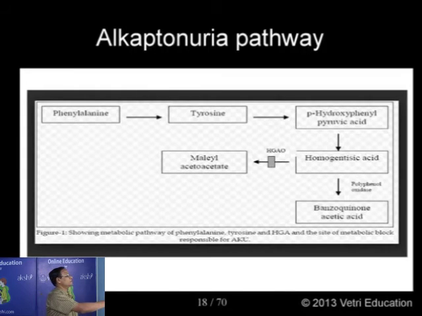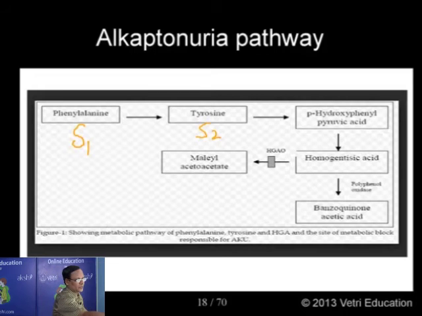Now this is an amino acid. I am taking this as S1, and it is converted to S2 by means of an enzyme, phenylalanine hydroxylase. So it is converted to dihydroxyphenylpyruvic acid. The next step is homogentisic acid, which is converted into maleylacetoacetic acid. Then later you have fumarylacetoacetic acid, etc.